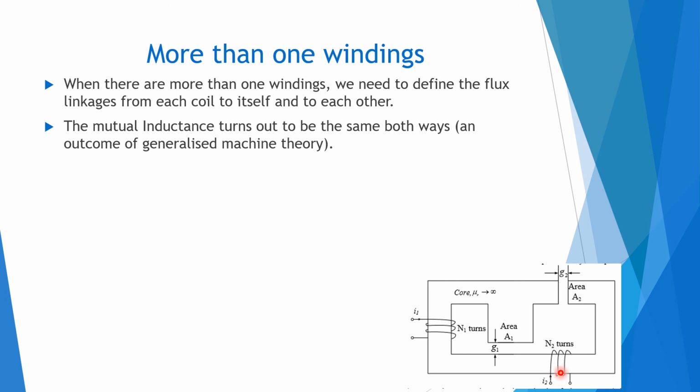So the mutual inductance, which means the ratio of flux through here and the current through here, there are two such combinations, right? So there will be two mutual inductances, and it turns out they are both the same. You can even derive a formula for that. That's called the Neumann formula, and this is actually an outcome of generalized machine theory. That's out of the scope, way out of the scope.